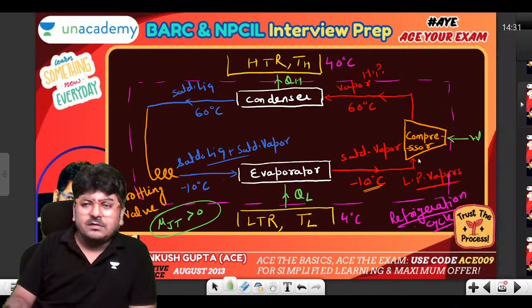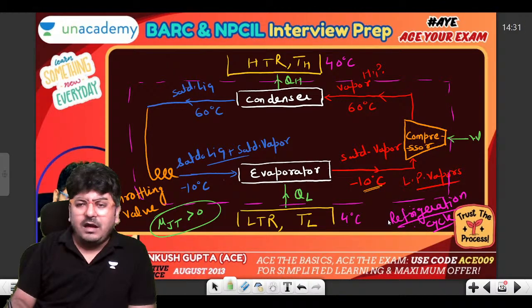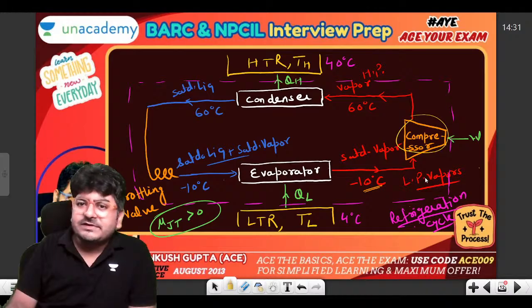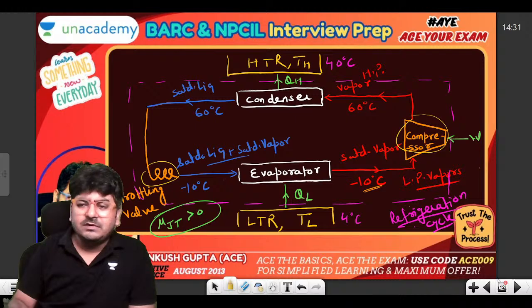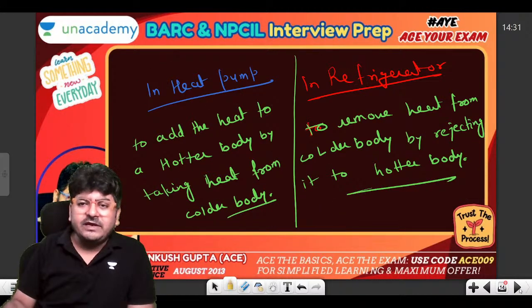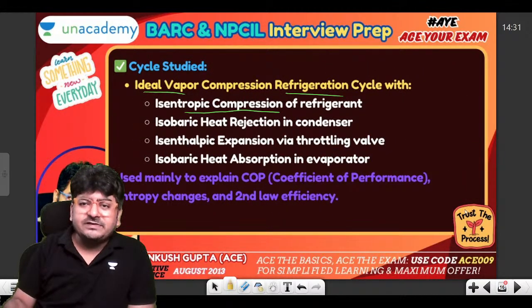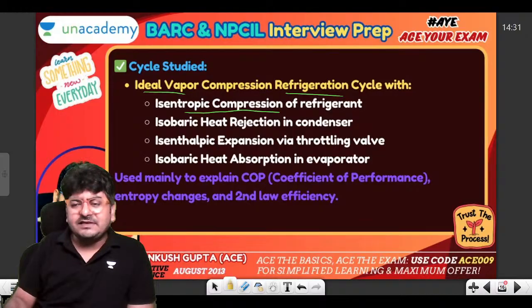Here, see, ideally here, no heat loss in the compressor, perfectly insulated. No heat loss here, perfectly insulated. So this is what I said. And you know that reversible adiabatic process is also known as isentropic process.